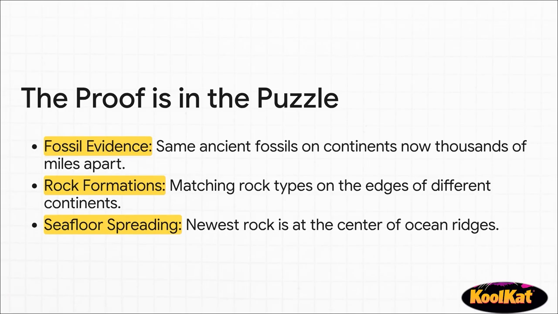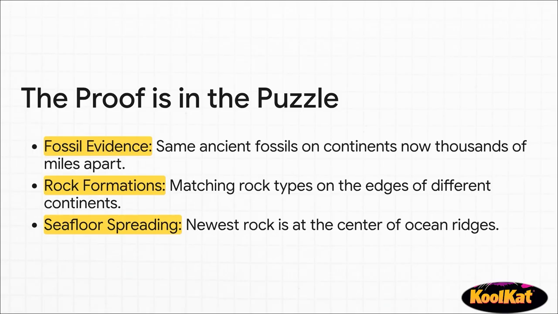First off, you have fossils. Scientists have found fossils of the exact same ancient plants and animals on continents that are now separated by thousands of miles of ocean. Then there are the rocks themselves. Entire mountain ranges on different continents, like in North America and Europe, line up perfectly if you just push the continents back together. And finally, the real smoking gun: seafloor spreading.